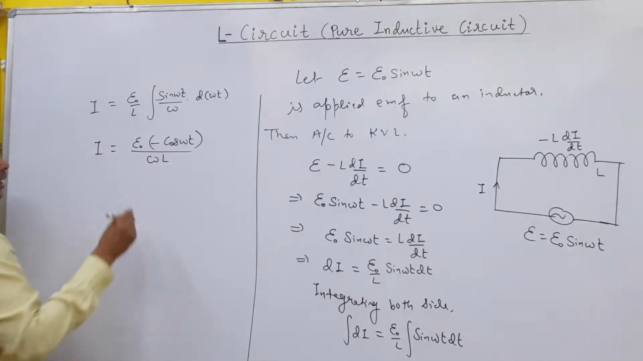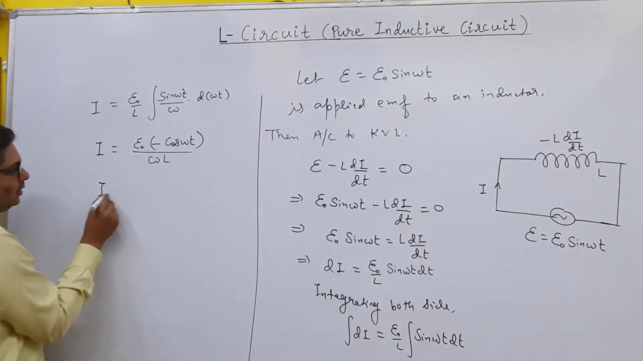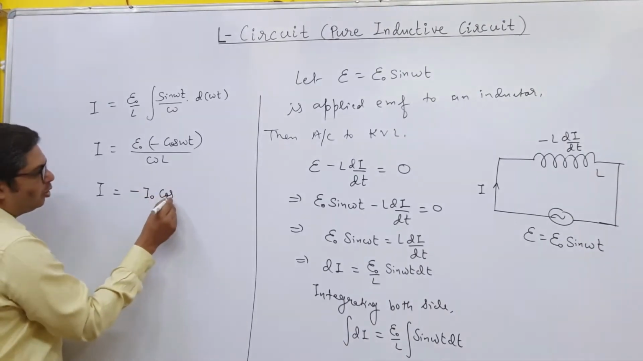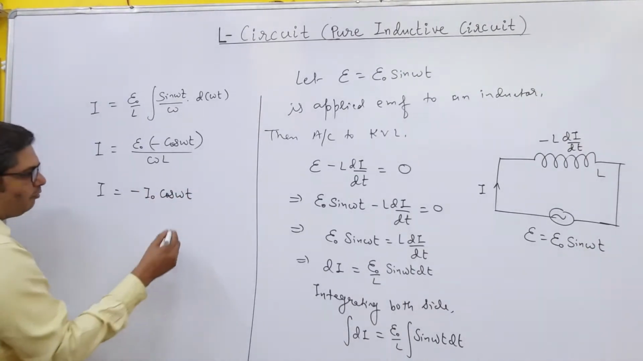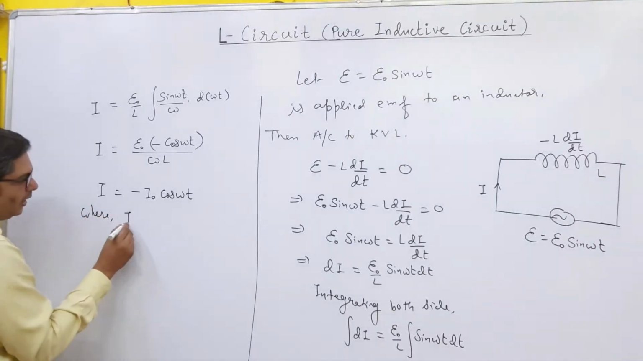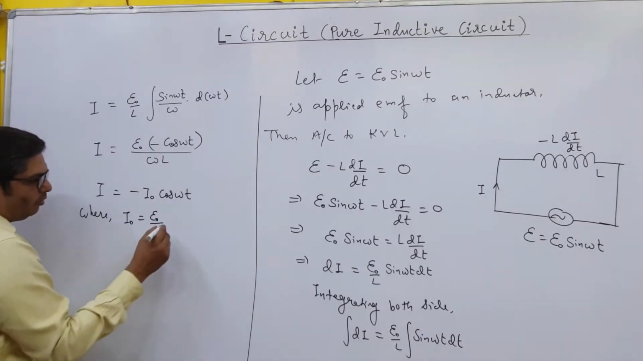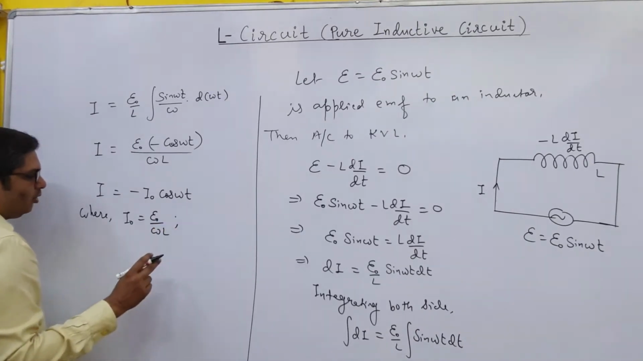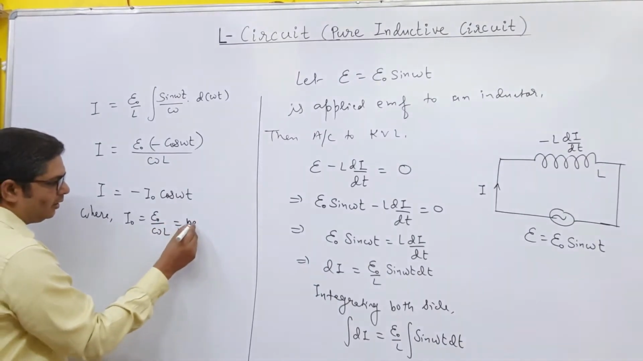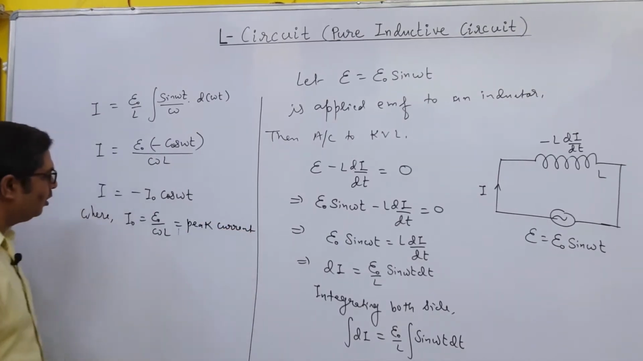This is the current I. So we can rewrite it like this: I equals minus I naught cos omega t, where I naught equals E naught upon omega L. This is said to be the peak current. This is the peak current.